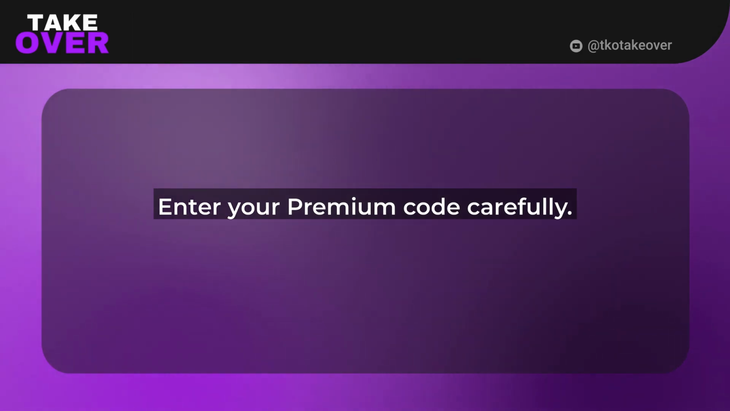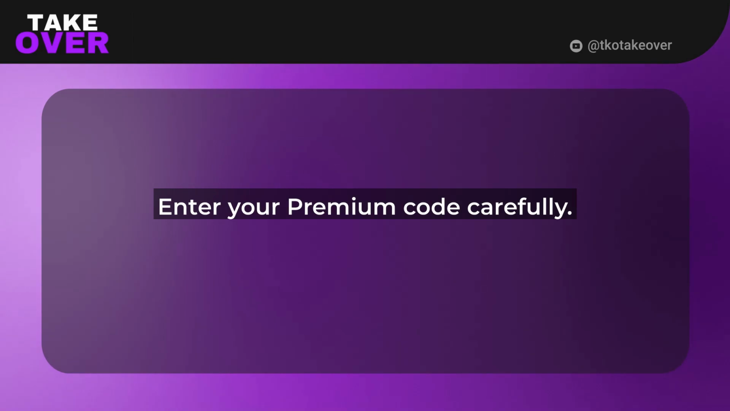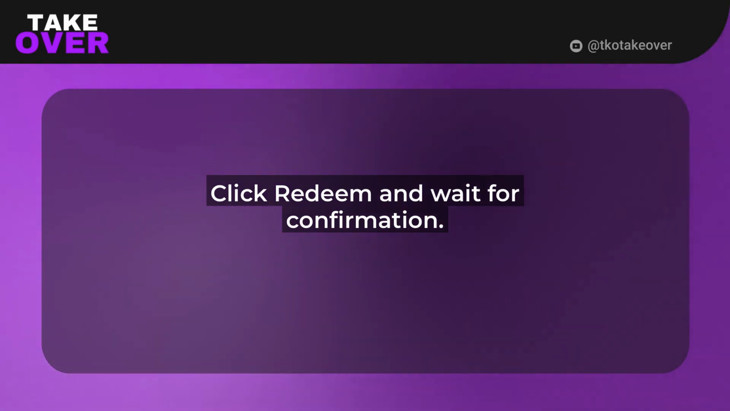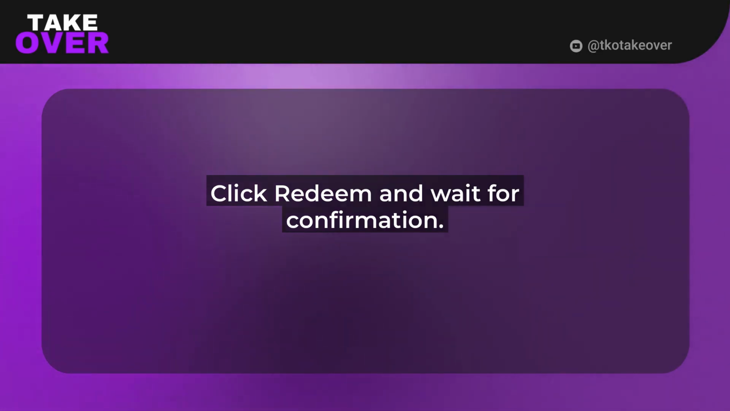Now, enter your code carefully into the provided field. Double check for any typos because accuracy is key here. After you input the code, hit Redeem or Submit. Spotify will process it, and if everything's good, you'll see a confirmation message. Your premium subscription should activate immediately, unlocking features like offline listening, high-quality audio, and no ads.